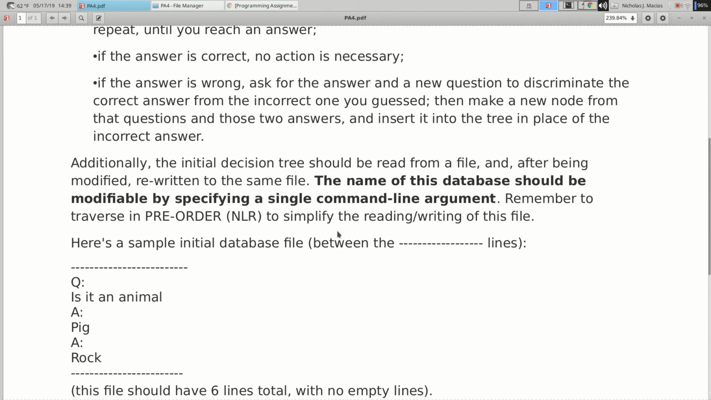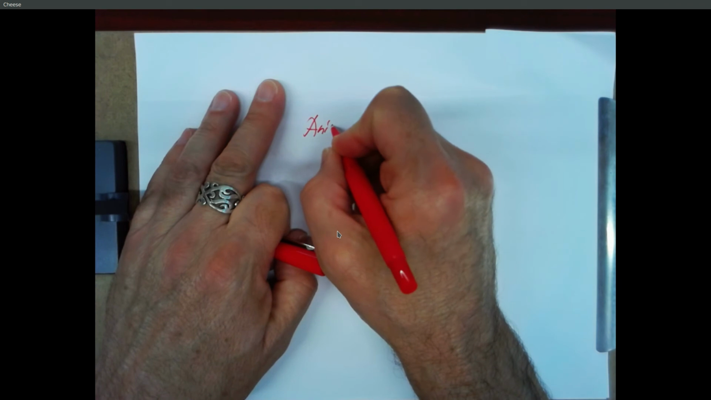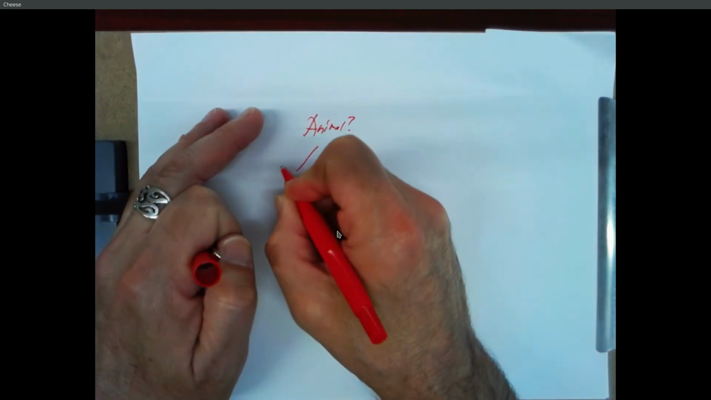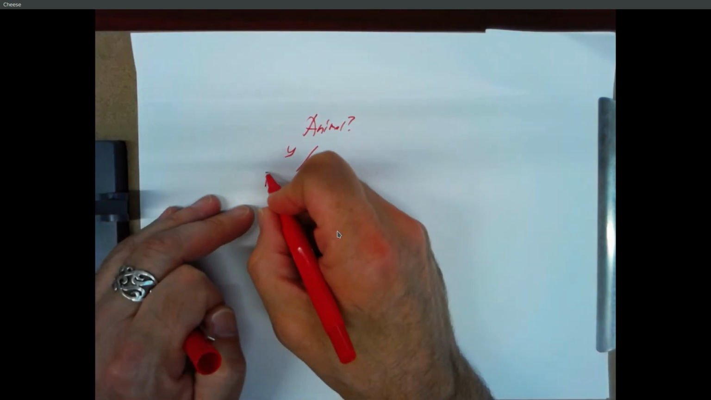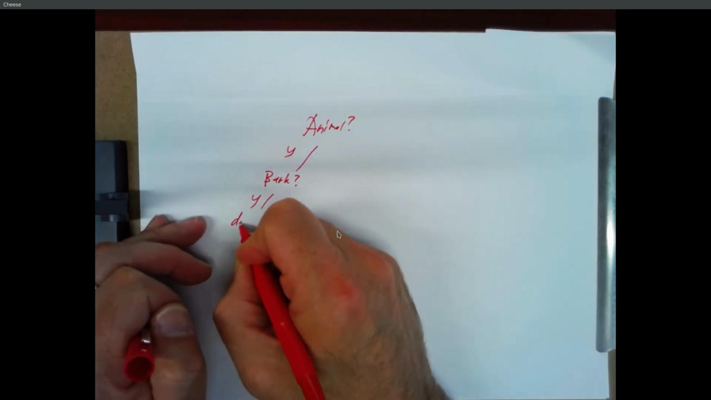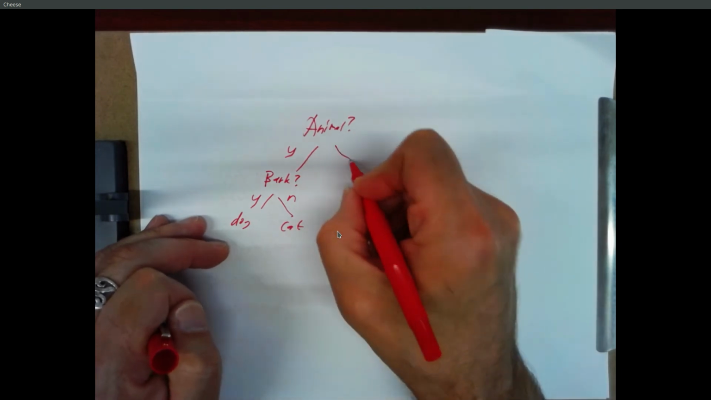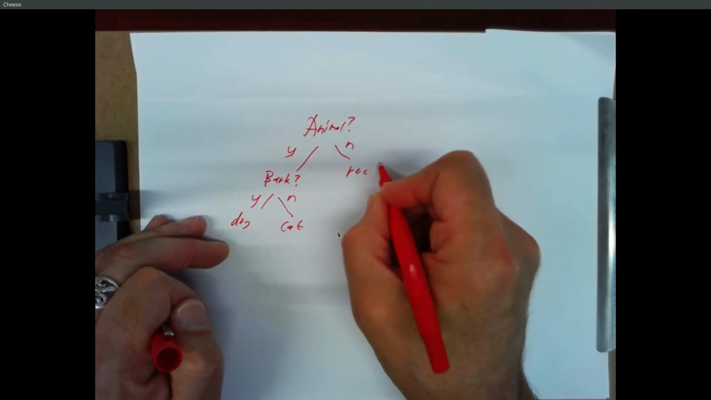All right, so last piece. Let's go through the update of the tree. So is it an animal? Yes. Does it bark? Yes, it's a dog. No, it's a cat. And if it's not an animal, it's a rock.